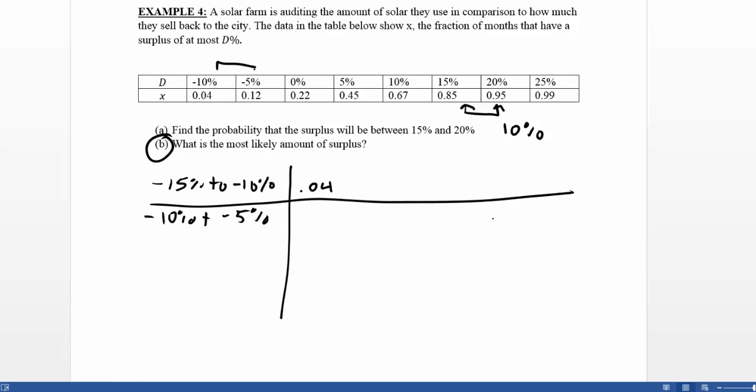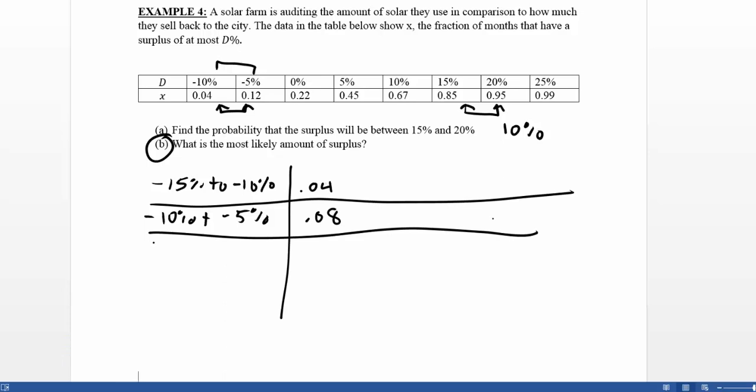So this interval here. To figure out the fraction of the time that happens, I need to look at the difference between my fractional values. Because remember, this is a cumulative distribution function, so that 0.12 is including the 0.04. So I have to subtract that off to figure out exactly how much was between the negative 10% and the negative 5%. So that's 0.08.